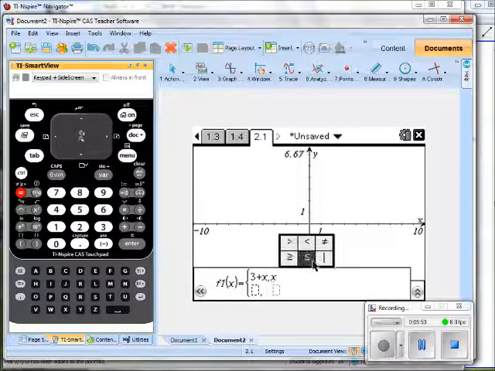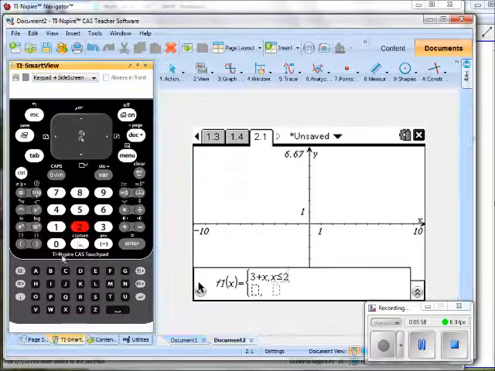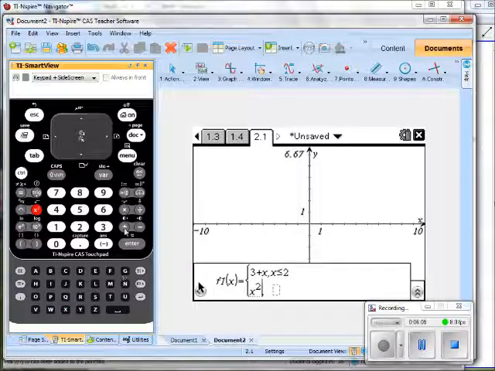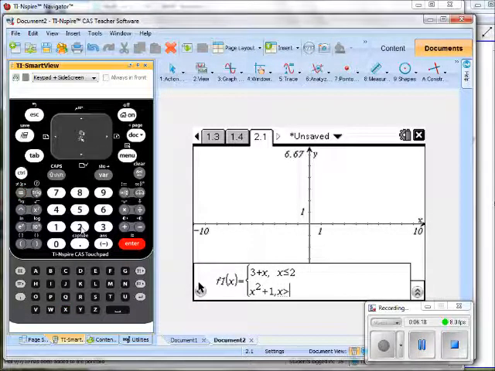So I want x less than or equal to 2, tab, and I have x squared plus 1, tab, and we have that x is greater than 2. Okay, press enter.